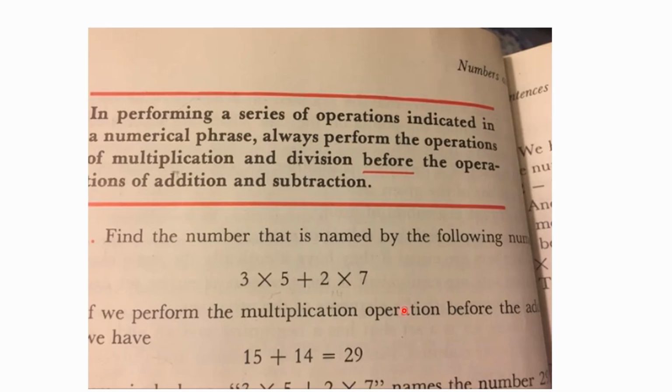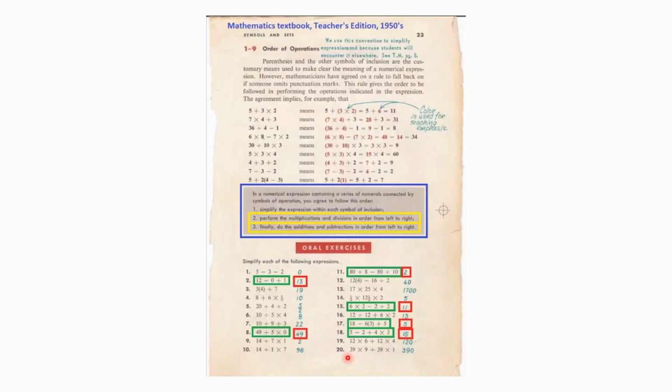When you have something like 3 times 5 plus 2 times 7, guess what? You solve the 3 times 5 and you get 15. The 2 times 7 is 14. You add them together and you get 29. These are not new concepts. This is not new math. A lot of people, unfortunately, have just forgotten.